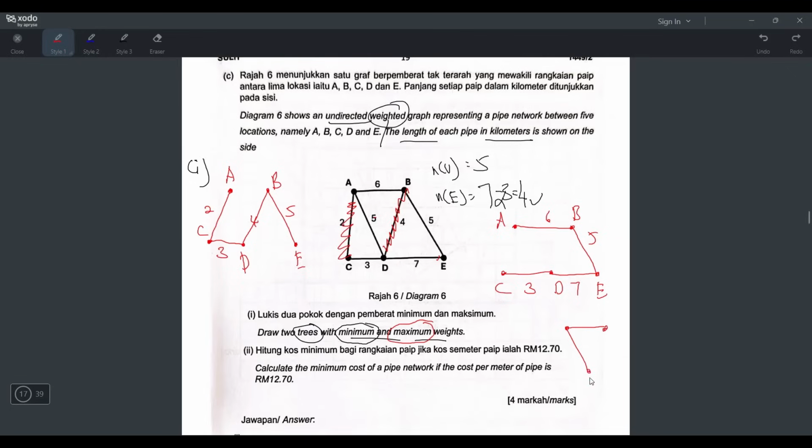And then A to D like this. And then C to E. This is also one of the answers. B, A, and this one is 6. This one is 5. 6, 5.